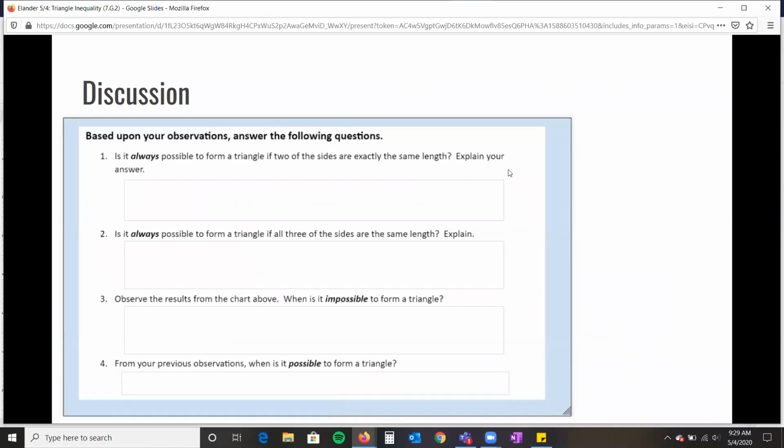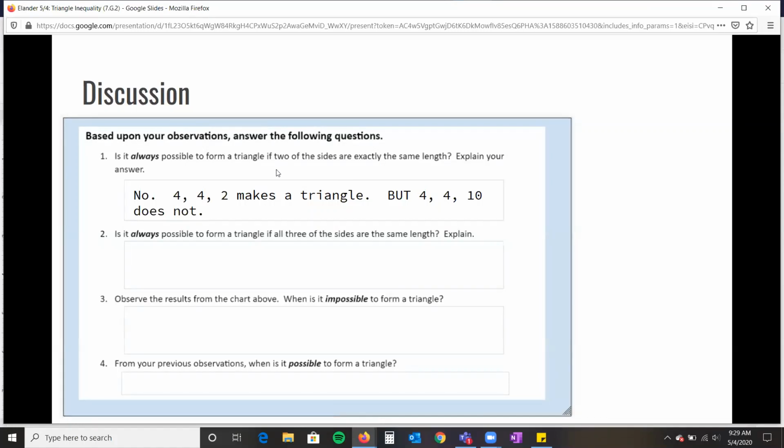So the first question asks, is it always possible to form a triangle if 2 sides are exactly the same length? Explain your answer. So when I did it, I got some different results, and I noticed that no, it doesn't always mean that if we have 2 sides of equal length that we can make a triangle. Because one of mine was 4, 4, 2. And even though there's 2 sides that are the same length, 4 and 4, I couldn't make a triangle out of this.